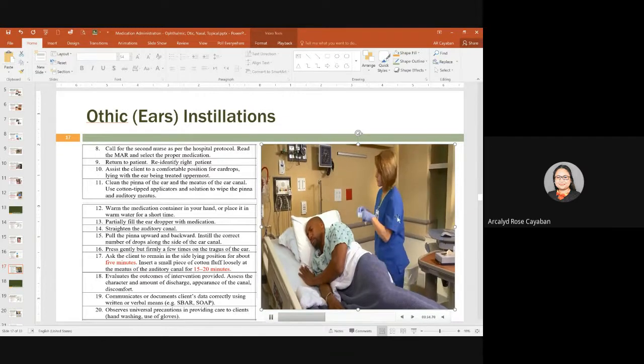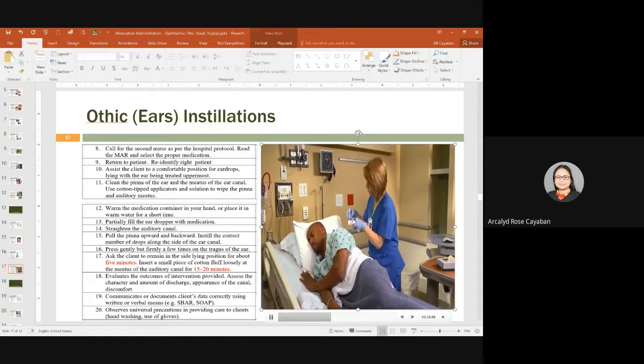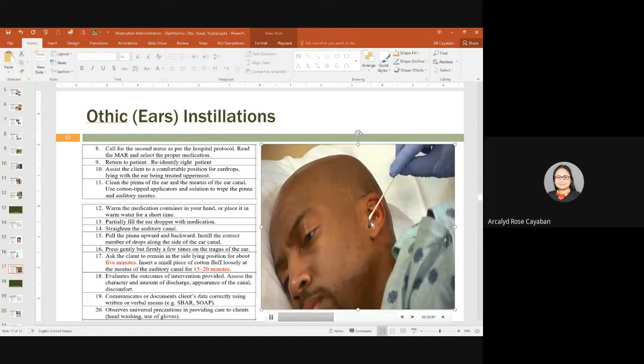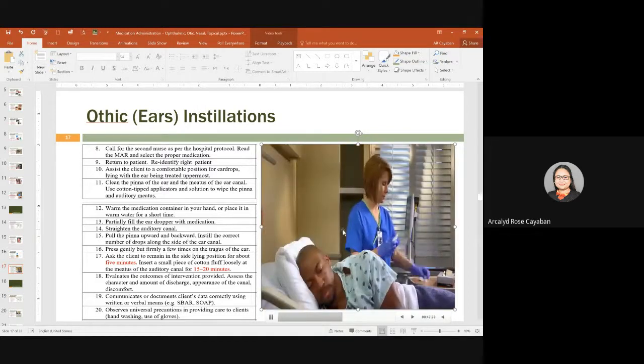So the nurse is now opening the cotton tip applicator. First, of course, to clean the, you can see the dirt there. You have to clean the opening of the ear. Why? So that we can instill the medication properly.